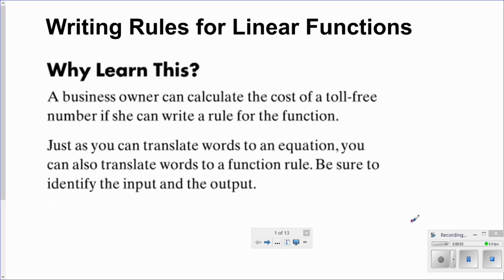Hey everyone, so today's lesson is on writing rules for linear functions. So you're going to need your notebook and a pencil. So why are we learning this?